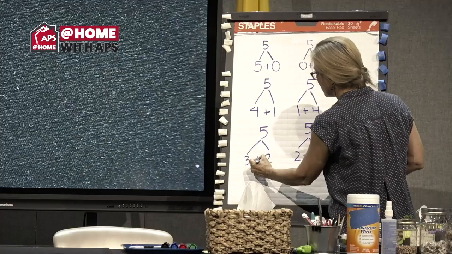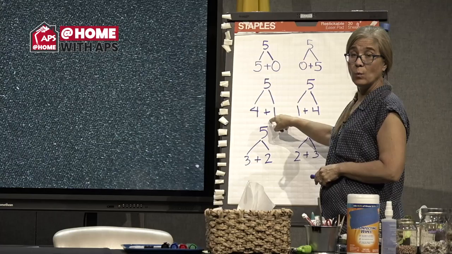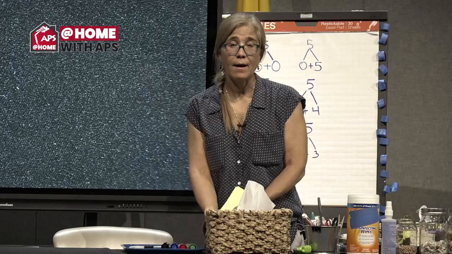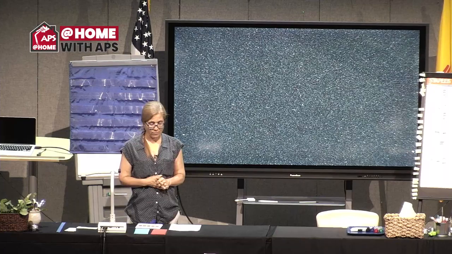So those are all of our ways to make five. We can make five with five and zero, or zero and five. We can make five with four and one, or one and four. And we can make five with three and two, or two and three. Those are good number combinations to know because they can help you when you're adding bigger numbers later. Okay, so that was a little review of the work you did on Monday with five frames.